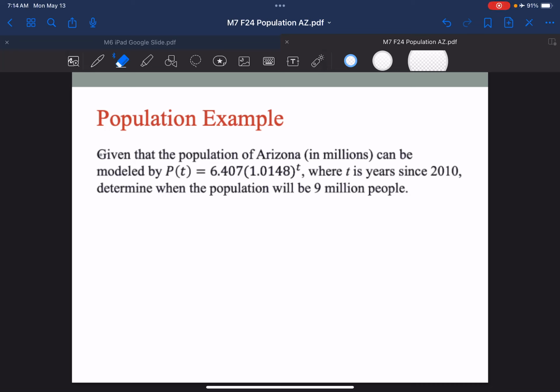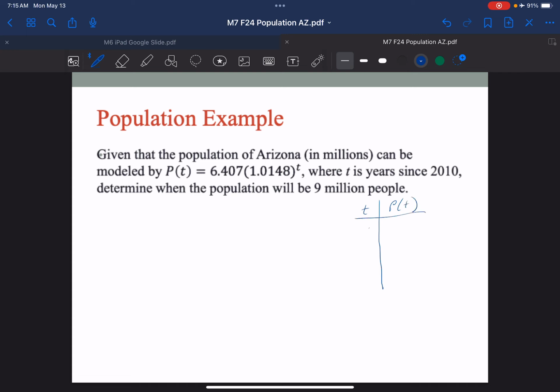Okay, I'm going to talk through this last problem that we just went through on the slides, where we have the population of Arizona in millions is modeled by this formula here, where T is years since 2010, determine when the population will be 9 million.